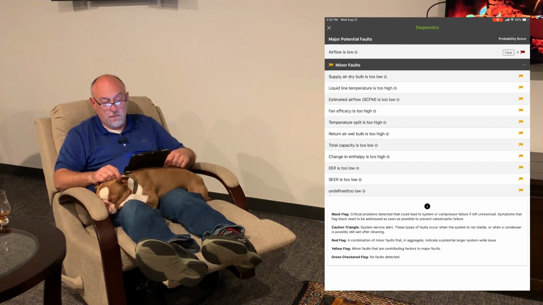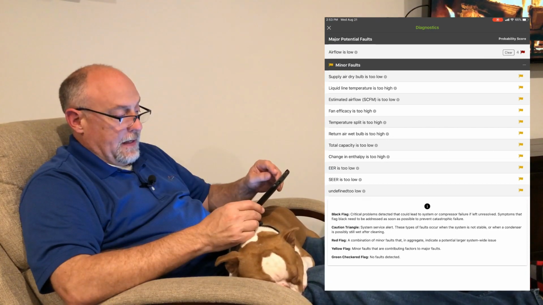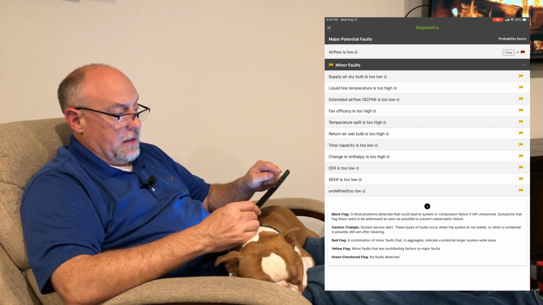And now we're down to 4 symptoms of low airflow, but you can see there's some things going on there. And that sensible capacity being low is one that really tells us the system's not working as well as it could. And that's one we want to watch. And that's coming in and out as the system's running.